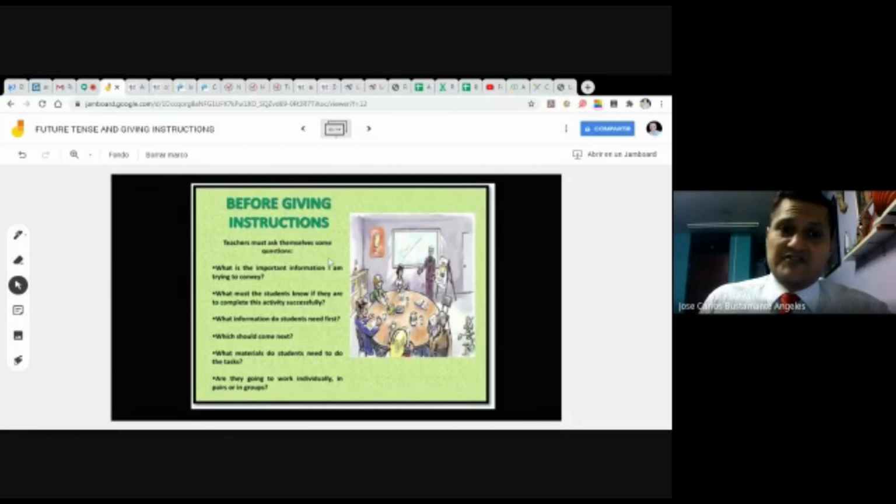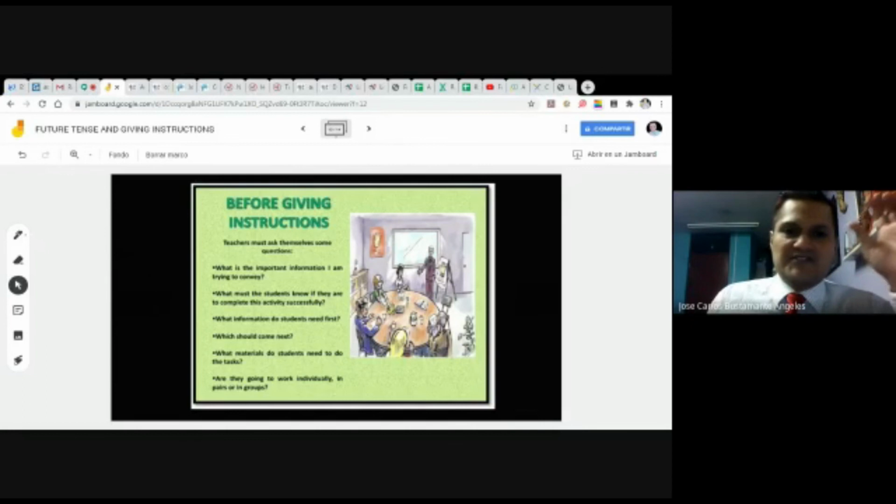Before giving instructions, me as a teacher, also you, maybe you will become teachers in the future. I don't know, I hope you do. But a teacher must ask themselves some questions. For example, what is the important information I am trying to convey? What must the students know if they are to complete this activity successfully? What information do students need first? Which should come next?